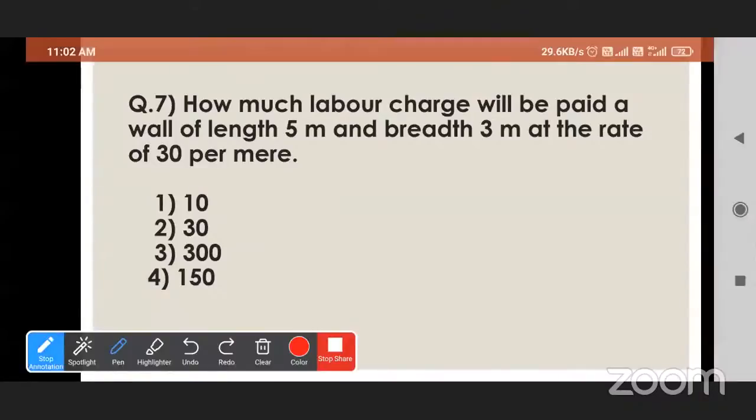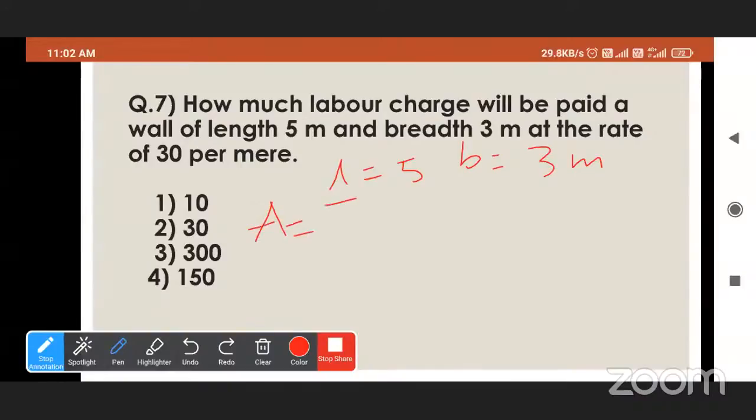See here, the dimensions of the wall are given: length is 5 meters and breadth is 3 meters. So it will be a rectangular wall. So what is the area of that? Area is 5 threes are 15, 15 square meters.